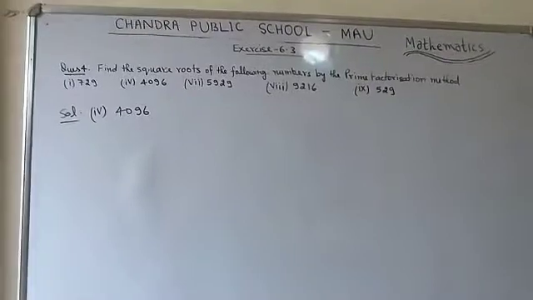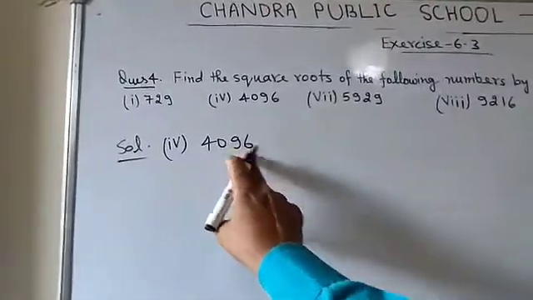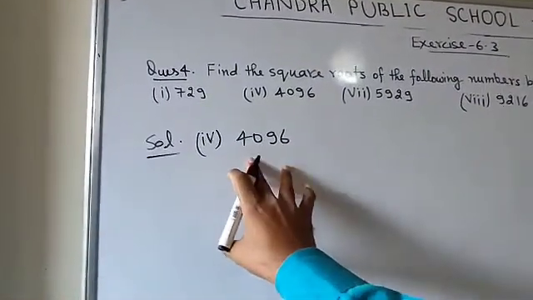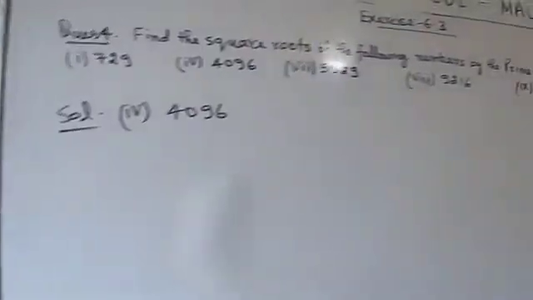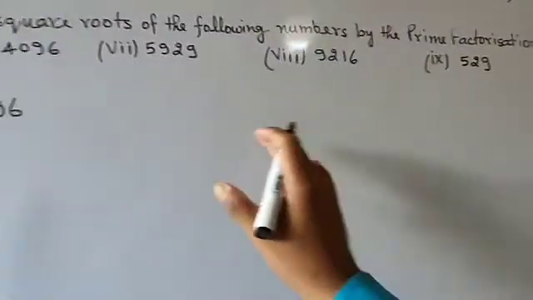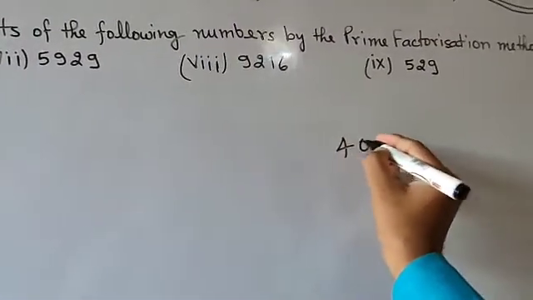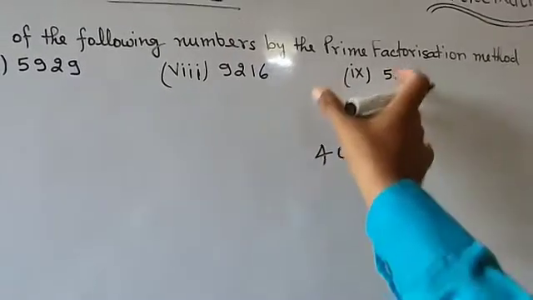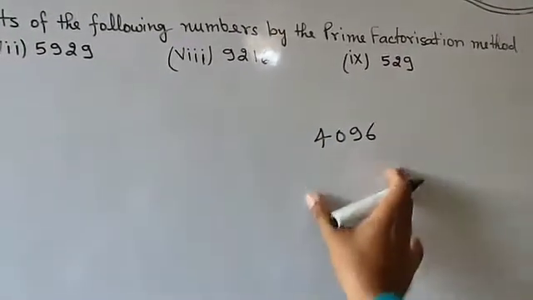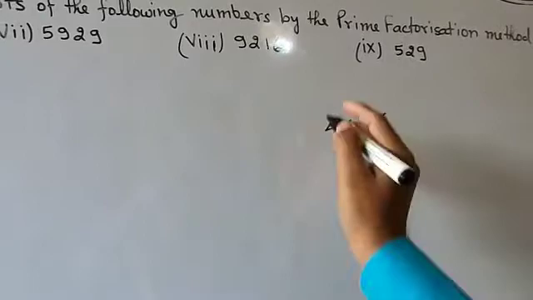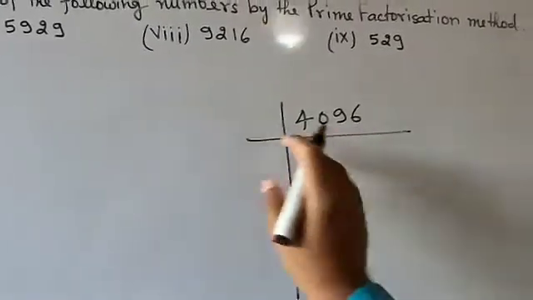Now students, here I have written the 4th part of the question, that is 4096. So you are going to find the square root again. First you will find the prime factors. If you find the prime factors, you will show those steps in the fair copy. Whatever steps I use to find the prime factors will also be shown in the fair copy.